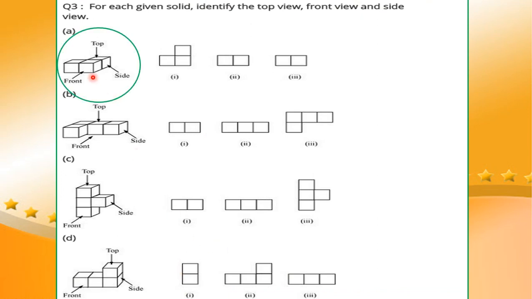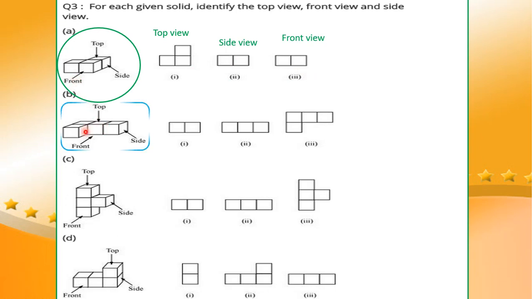So consider the top view of this first figure, where from the top we observe 1, 2 and 3 squares. So the first figure shows the 3 squares. So this is definitely the top view of the given object. From the side when we observe, we have the 2 squares. So the second option is the side view and the third option is the front view.